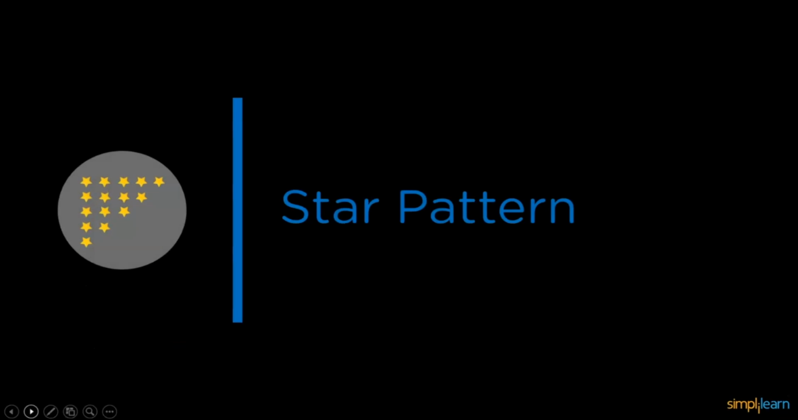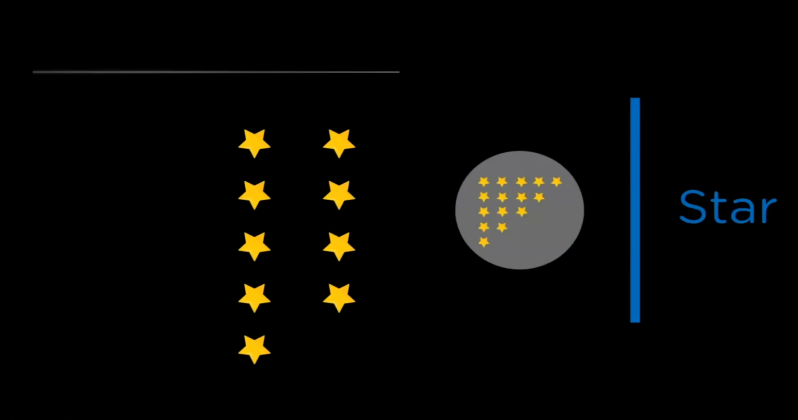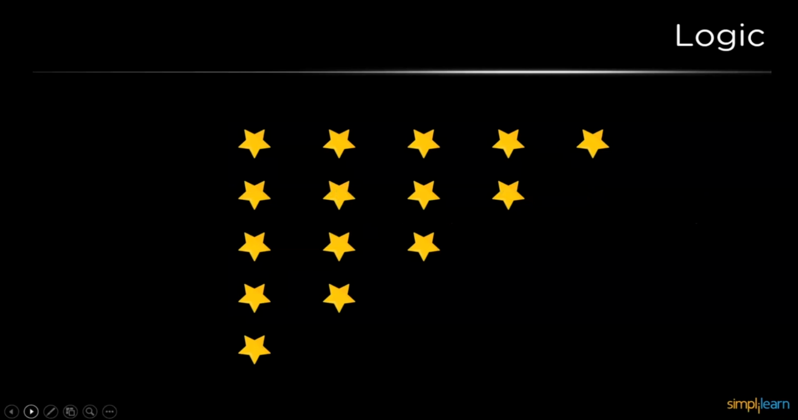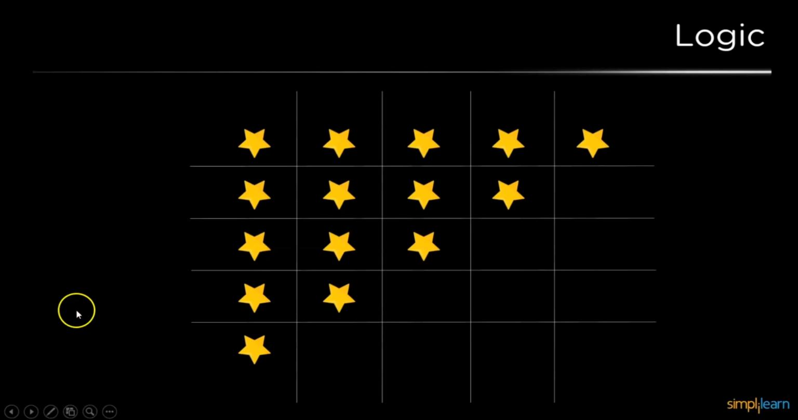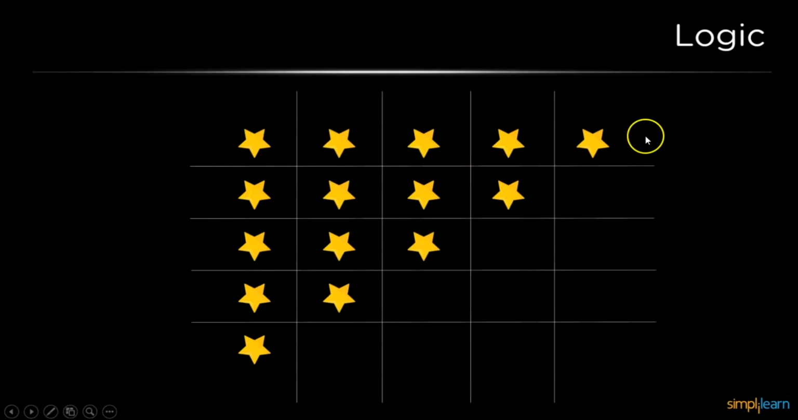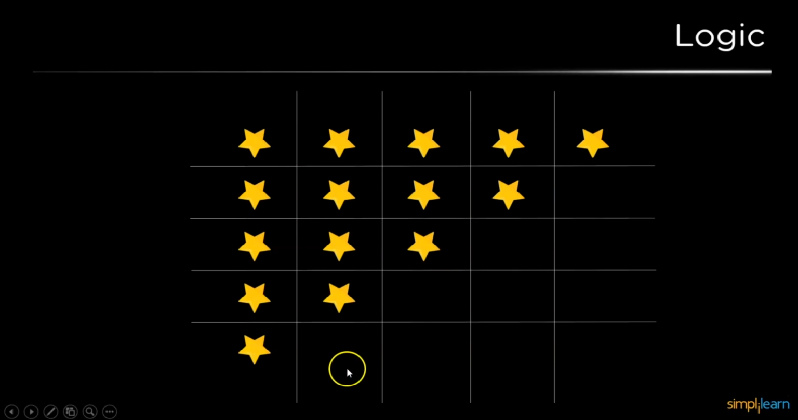Next we have inverted right angle triangle pattern program. So this is the image, where we have 5 stars in the first row, 4 stars in the second row, and 3 stars in the third row, and so on. And in the rest of the cells we have the free spaces. So let's look at the logic and try to understand.